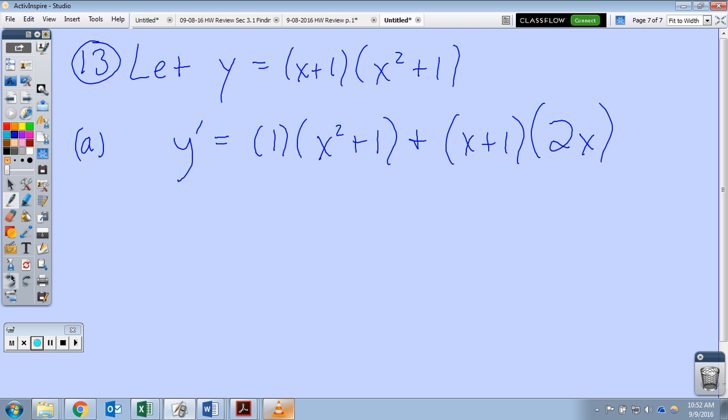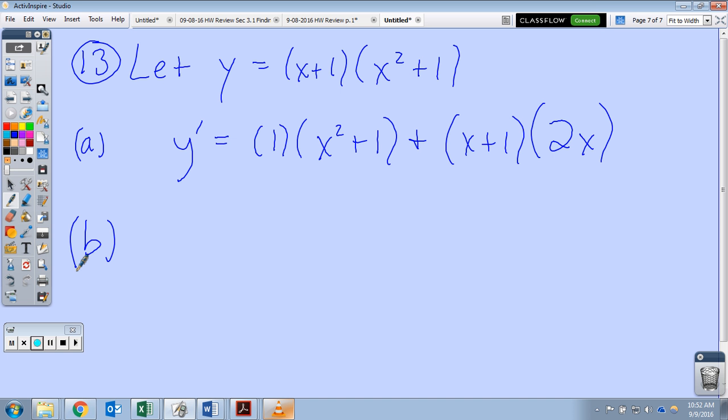And then part B, by multiplying the factors first and then differentiating. Does anyone like to see part B? Raise your hand if you'd like to see part B. No, I got that. I would be glad to do it. Anyone wants to see part B? Thank you. All right, so part B.